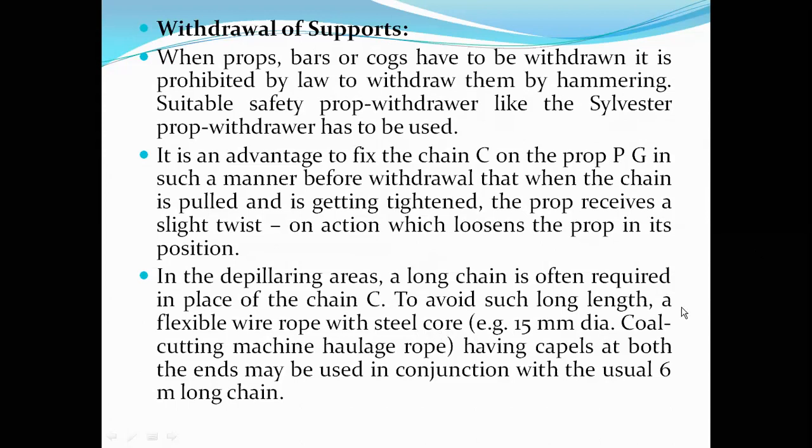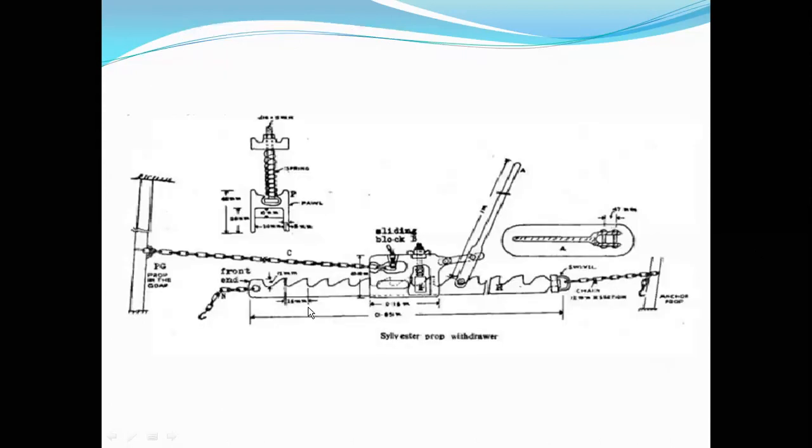To avoid such a long length, a flexible wire rope with a steel core, for example a 15 mm diameter coal cutting machine haulage rope having capels at both ends, may be used in conjunction with the usual 6-meter long chain. Sometimes a small diameter wire rope with capels attached at both ends is used, so that we can fix them, and by operating this Sylvester prop withdrawer, you can take out the prop. So this is about the Sylvester prop withdrawer.